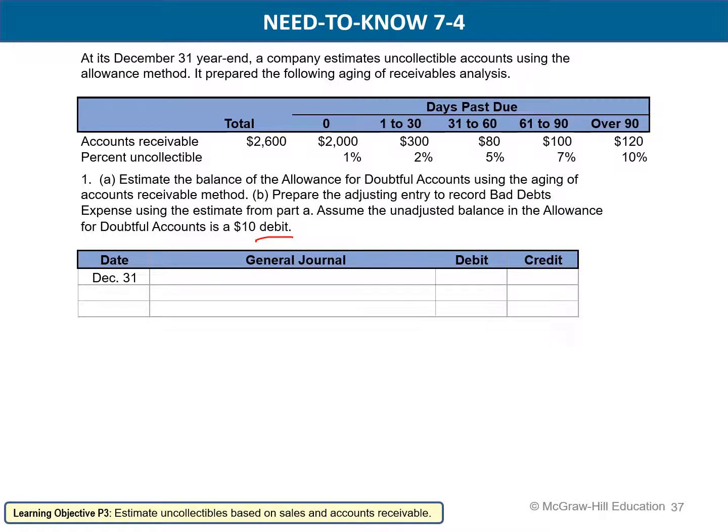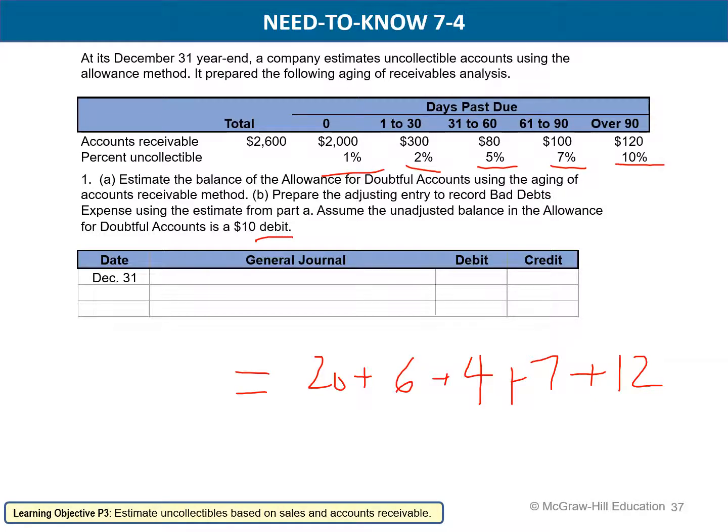All right, so $2,000 times 0.01. So this guy is $20. $300 times 0.02. This guy is $6. $80 times 0.05. This is $4. $100 times 0.07. Oh, don't tell anybody I used a calculator to do that math. $120 times 10%, or this math. Okay, so all I was doing was multiplying these dollars by these percentages, right? And you add them all up.